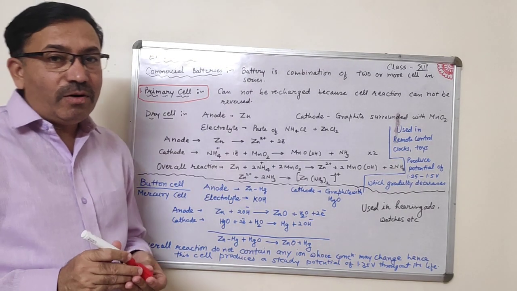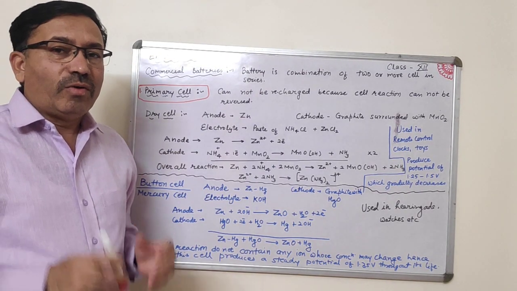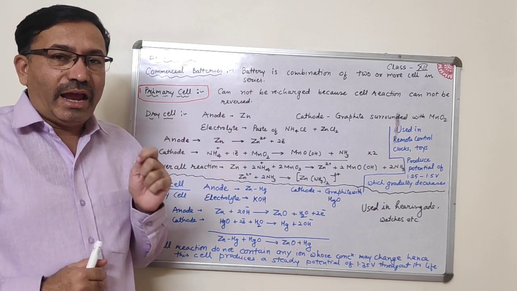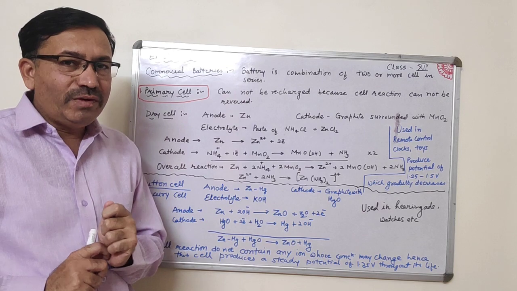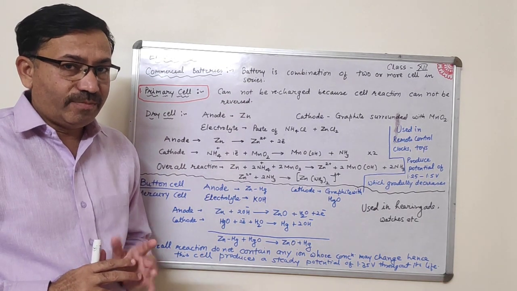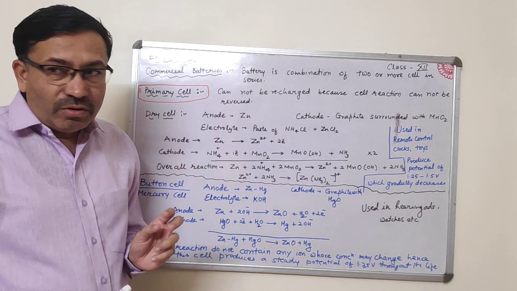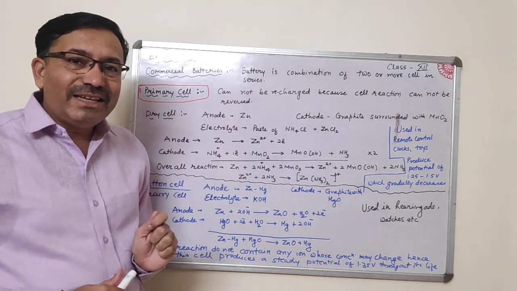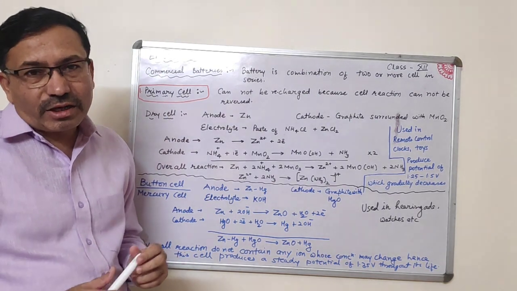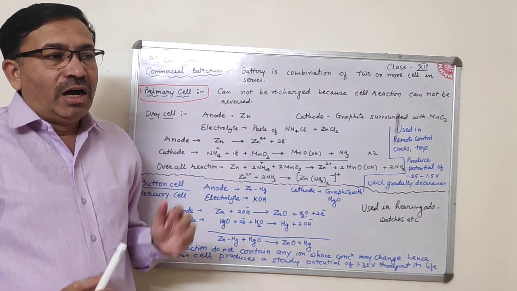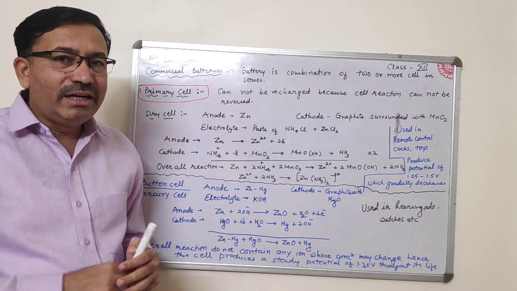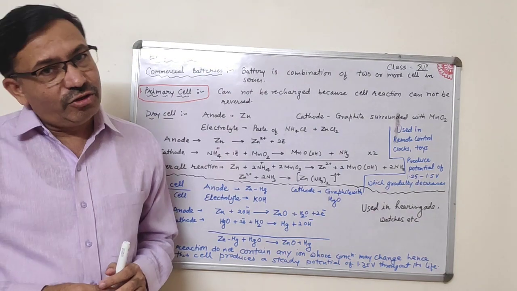Whenever I am talking about any cell or battery, what we should know about that particular cell is, number one, what anode we are using, what cathode we are using, and what substance we are using as electrolyte. Number two, what reaction is taking place at anode, cathode, and what is the overall reaction of the cell. What potential is developed by the cell, what are its limitations, and what are its uses.